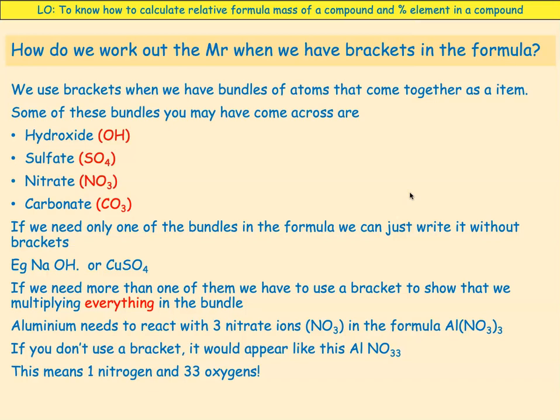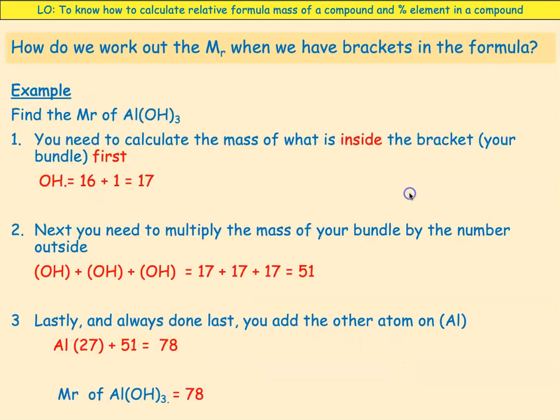Aluminium needs to react with three nitrate ions, NO3, in the formula aluminium nitrate, Al(NO3)3. If you don't use the bracket, it would appear as AlNO3 with a three that we want to multiply, but that actually means aluminium, one atom, nitrogen, one atom, and 33 oxygen atoms. So we can't do that. Okay? So how do we work out the relative formula mass when we have brackets in the formula?